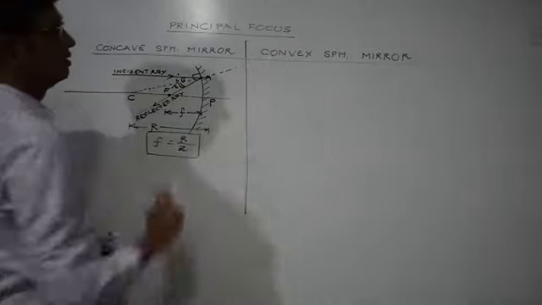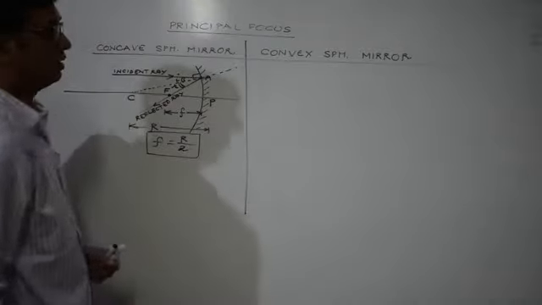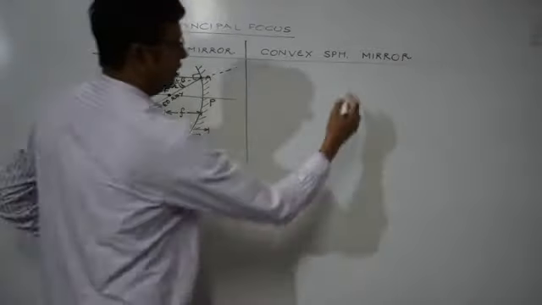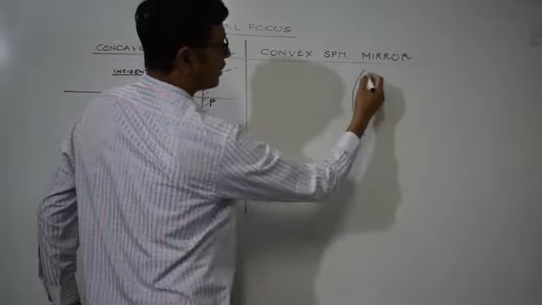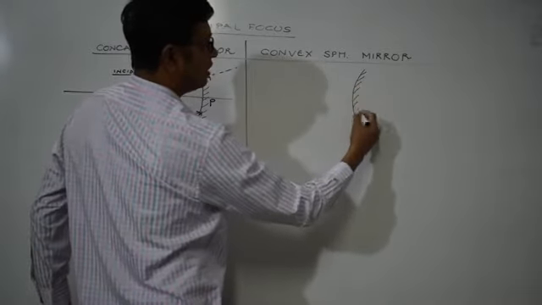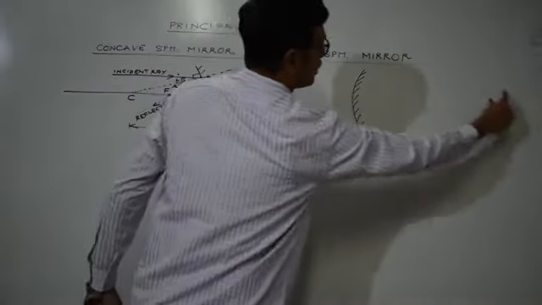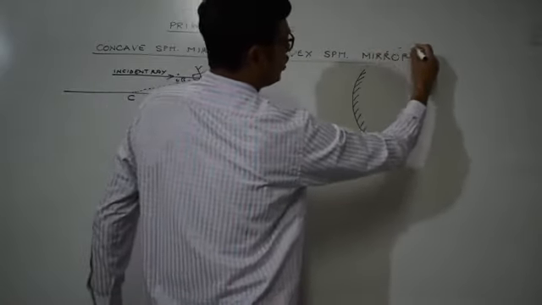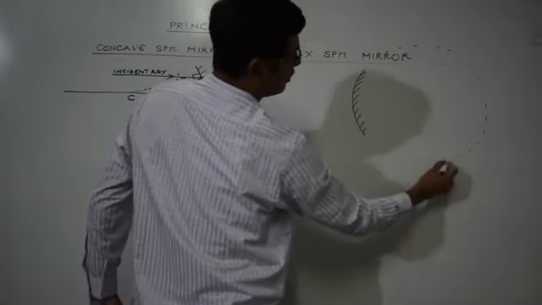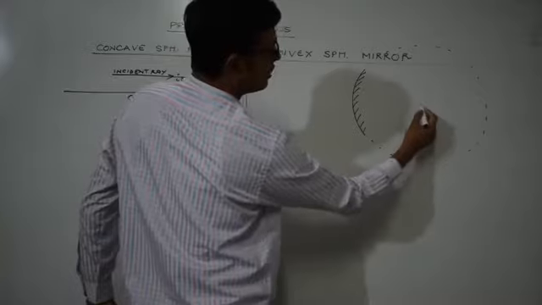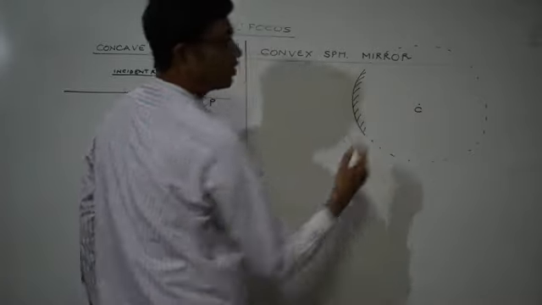Okay, now let's come to this convex spherical mirror. Here, this is the convex spherical mirror we have discussed. It's also a part of a hollow sphere. You need not draw it, it's just an illustration for you. This is a part of a hollow sphere. Its center will be somewhere over here. This will be the center of curvature.